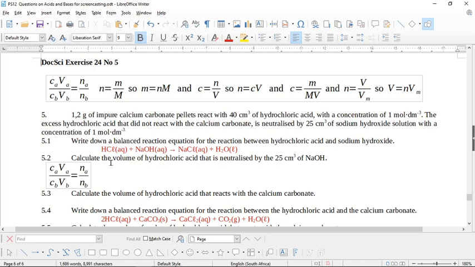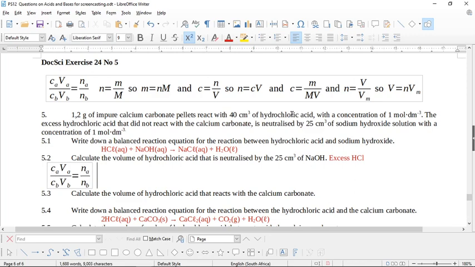Now it says to you, calculate the volume of hydrochloric acid that was neutralized by the 25 cubic centimeters of sodium hydroxide. You need to realize that this is the excess HCl, okay? This is the HCl that is left over from the 40 cubic centimeters that was added. So let's go ahead and find it.